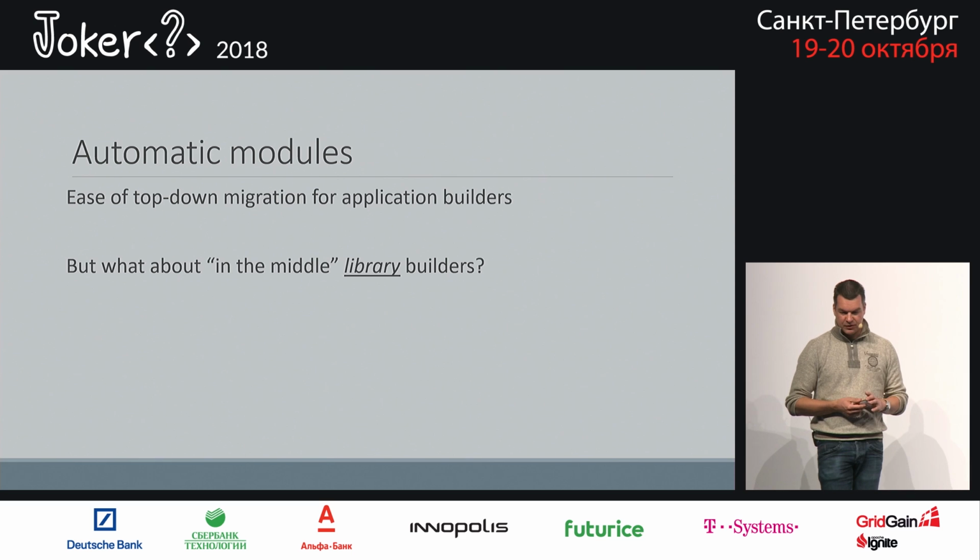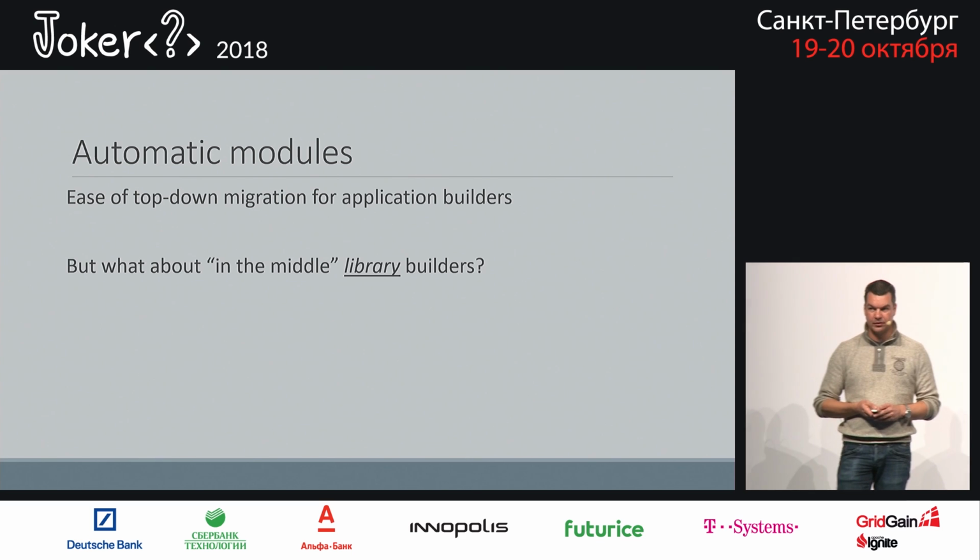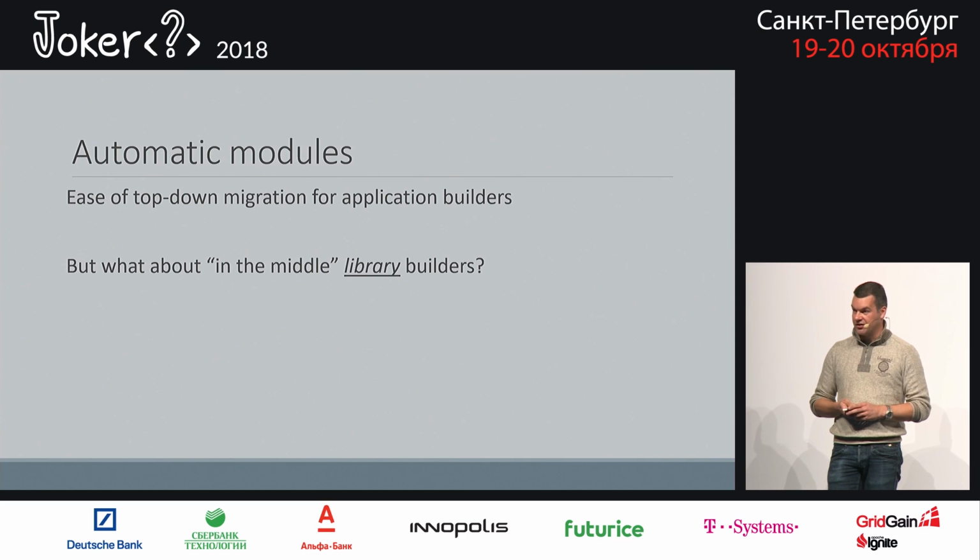About the automatic module names, like I said, the Jigsaw team said this is very important to be able to support top-down migration for applications. But how about this in the middle? There's a group in the middle that also wants to use libraries and also wants to say my library is ready for being modularized.